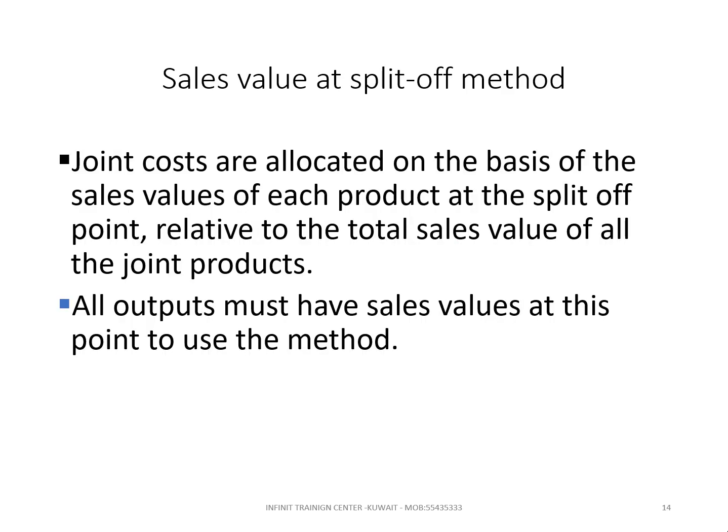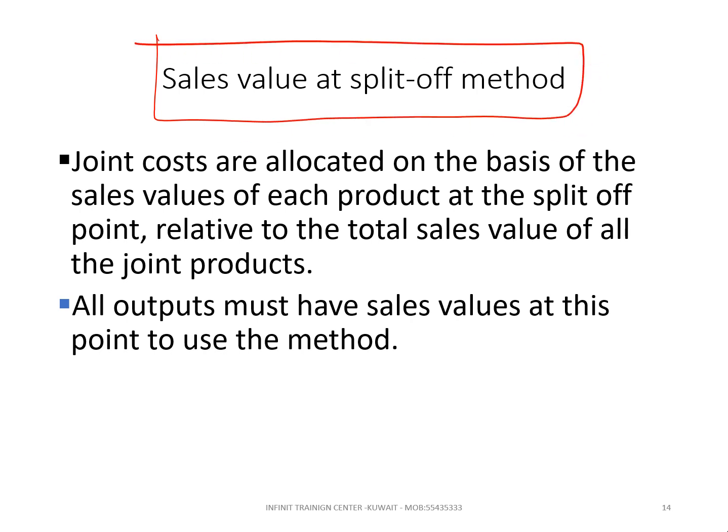Now we will go to the second method, which is the sales value at split off point method. So we said in the beginning, the first method is based on the physical number of units you produced. Now from here onwards, we are looking at the sales value of the product. So here the method is sales value at split off point.